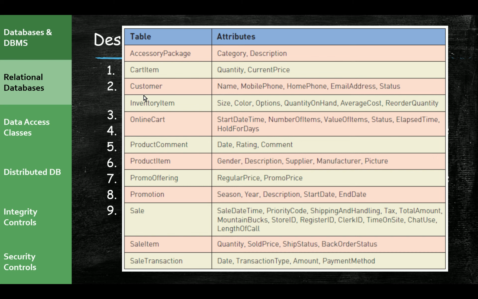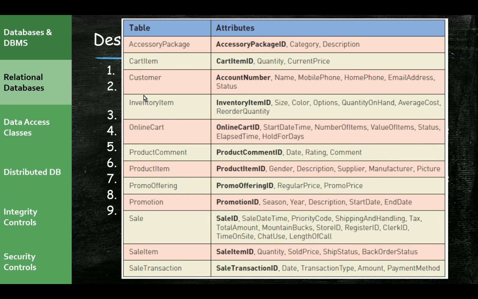So first, you would just put this all into a table. Then we would say, okay, for each one of these tables, is there some primary key that we can use? So here's the next version. You can see for the accessory package, we created accessory package ID. And for cart item, we created cart item ID. For customer, we have the account number, which is a good natural key. Inventory item, we created the inventory item ID as the key.